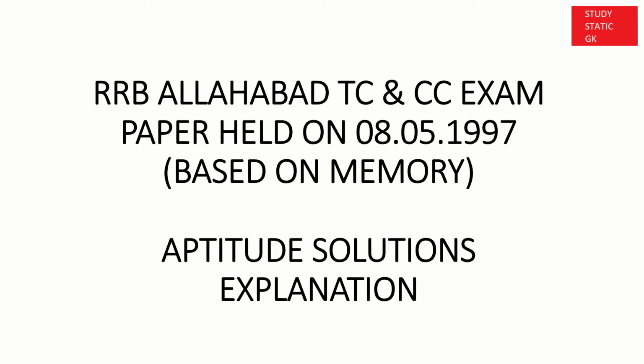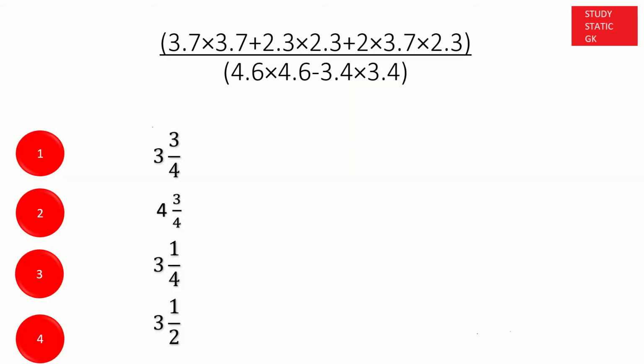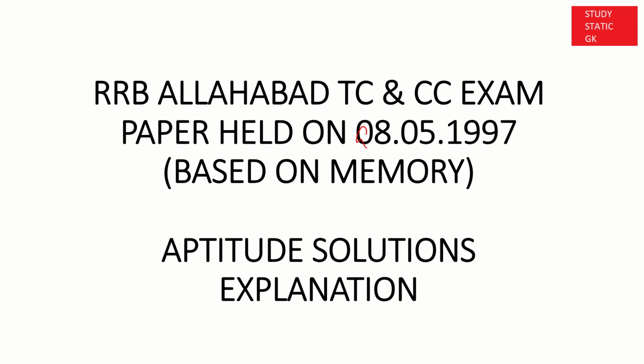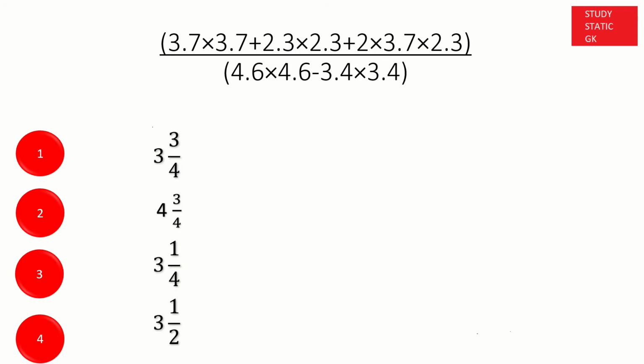Okay, so now we are going to start the session. The first question is related to formulae, so we have to know the basic algebraic formulas. 3.7 into 3.7 is basically related to a plus b. It is like (a square plus b square plus 2ab) by (a square minus b square).